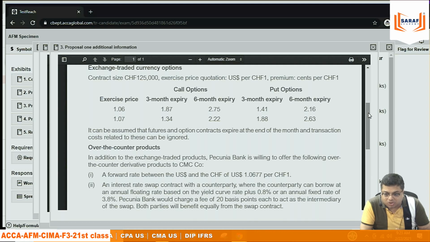But 6 months maturity, not the 3 months, because our transaction will materialize after 4 months. So we are concerned with 2.16 and 2.63. But which rate will we be using? They have given 2 exercise prices.